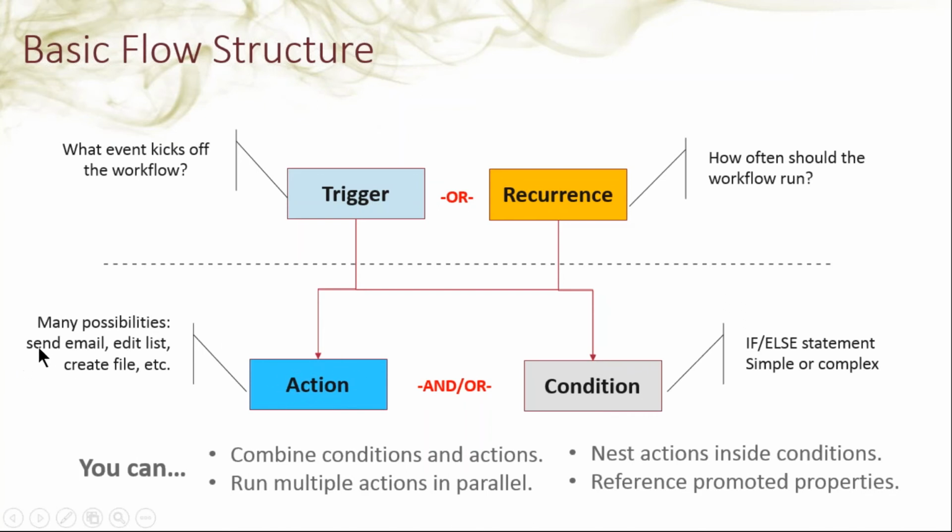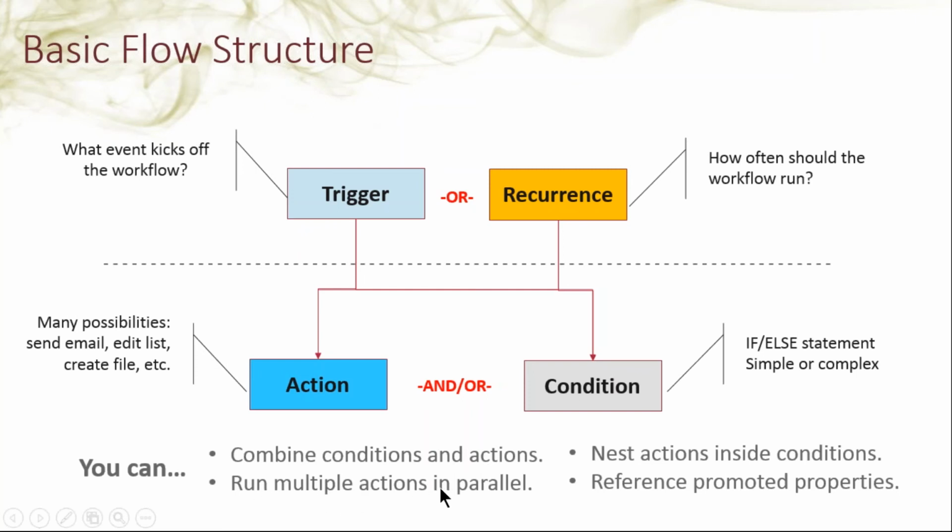Some of the most popular ones are sending an email, editing a list, creating a file. And with a condition, of course, you can condition based on the status of various fields, the status of various promoted properties in a library, or the status of various columns in a list. You can also combine conditions and actions.